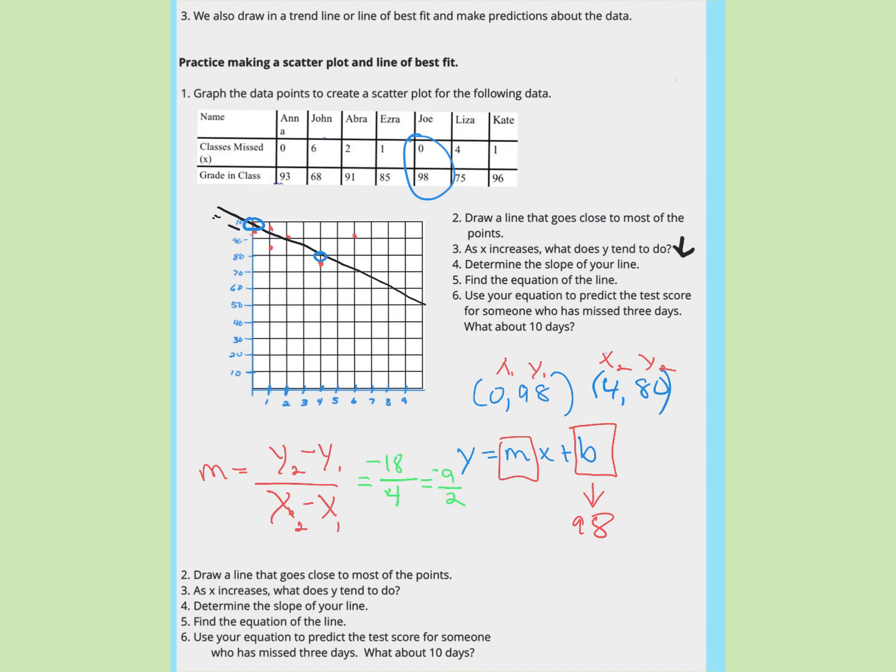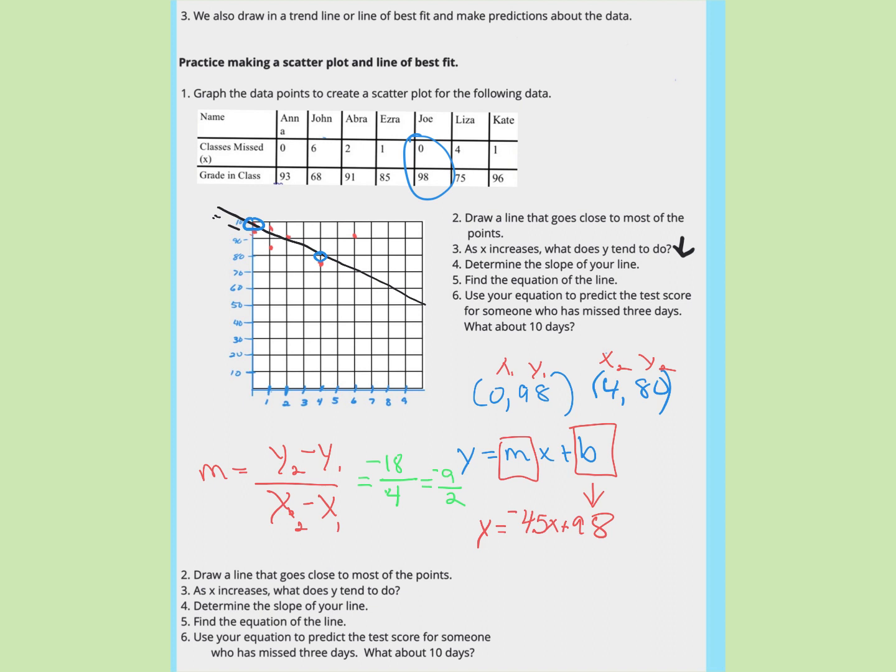All right, when we did that calculation, we should have ended up with a value of -9/2. So the equation of this line, with -9/2 being really -4.5, is y = -4.5x + 98. That's the estimated representation for this line. And then we can use this information to make some predictions.